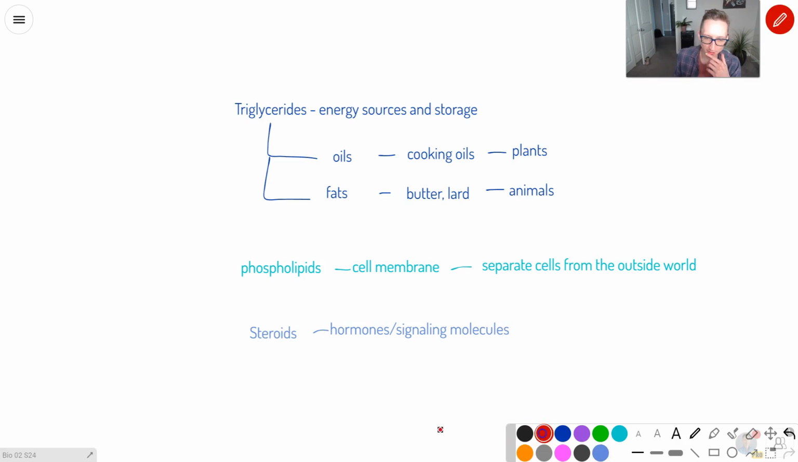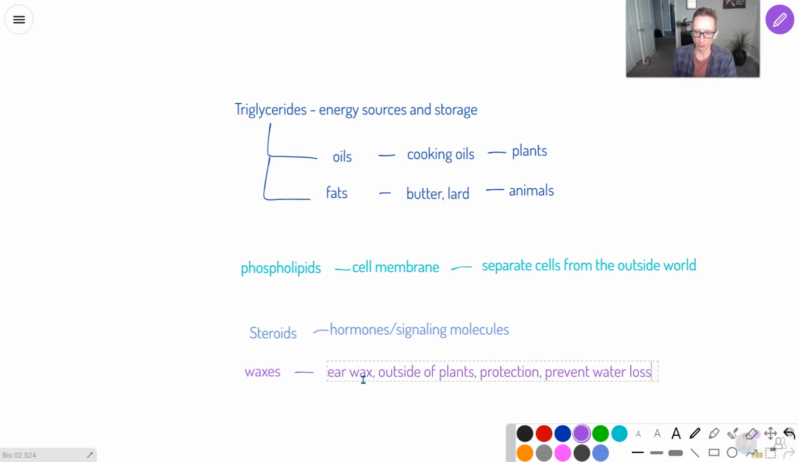And then we've got waxes. We make them in our ears, like earwax. Blueberries and other plant material have it, like on the outside of plants. These provide protection and prevent water loss.